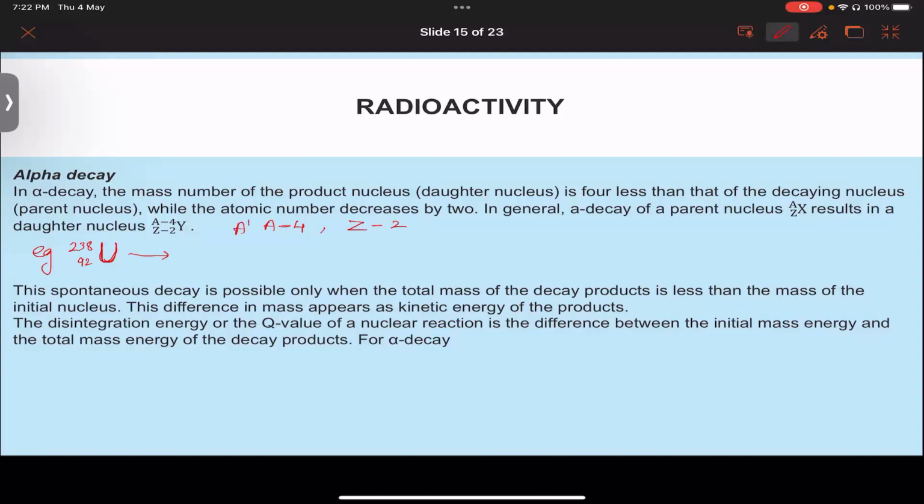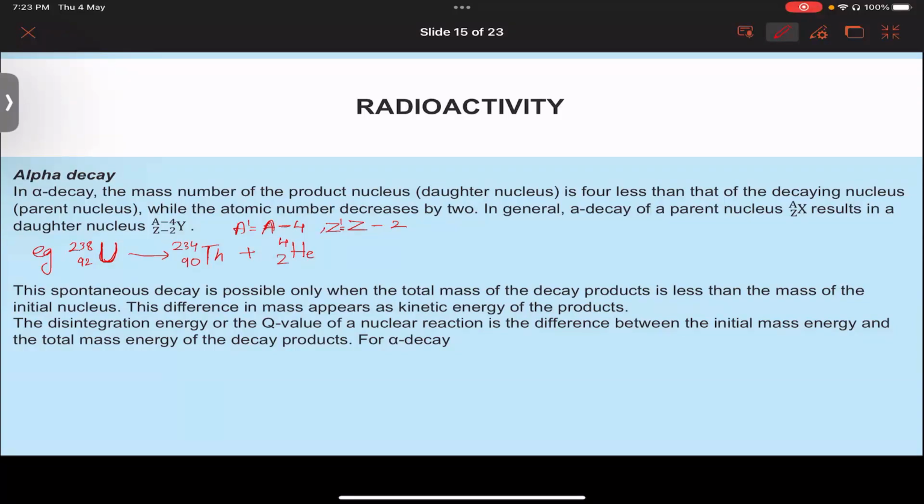So your new atomic mass number will be 4 less than the original nuclide's atomic mass number, and your new atomic number is going to be 2 less than the initial sample. What you get then is thorium, which has the atomic mass number 234 and the atomic number 90. And the particle that is emitted is actually a helium nucleus. So this is your alpha decay.